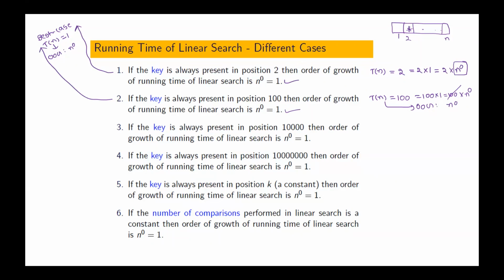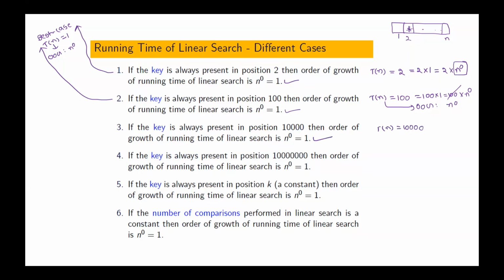If we know that the key is always present in position 100, is its running time the same as the best case running time? So if you know the position of the key, it could be in any place. In that case, the order of growth will be n raised to 0. If I know that the key is always present in the 10,000th position, what is its running time? T of n will be 10,000. Again, its order of growth is n power 0.